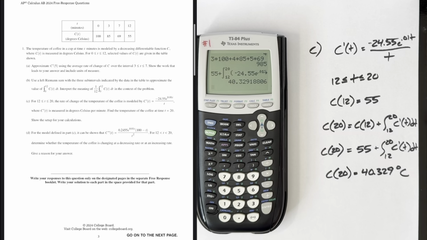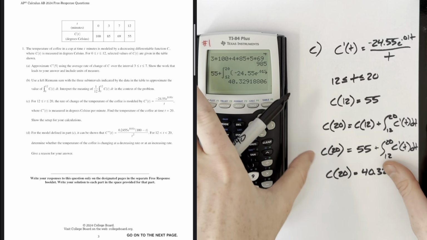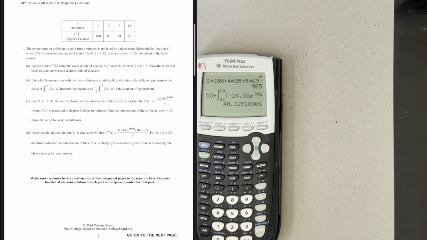So when we integrate our function from 12 to 20, this integral should give us a negative value, because our temperature should be getting more and more negative, thus making our temperature at t equals 20 a little bit smaller than 55. But that would be our correct answer for part C of number 1. But that's all we got for that one. So we're going to move on to part D, our final part.